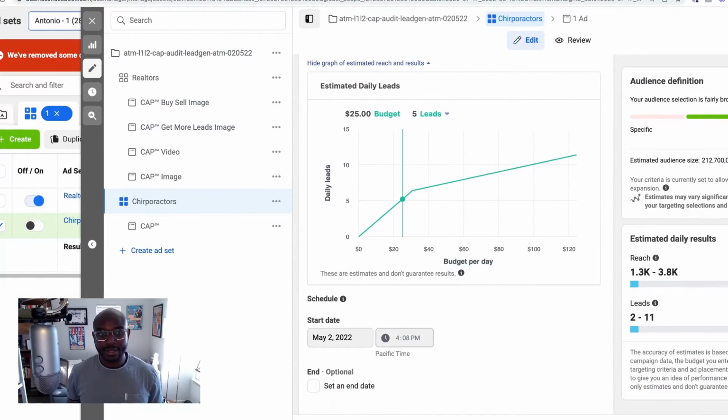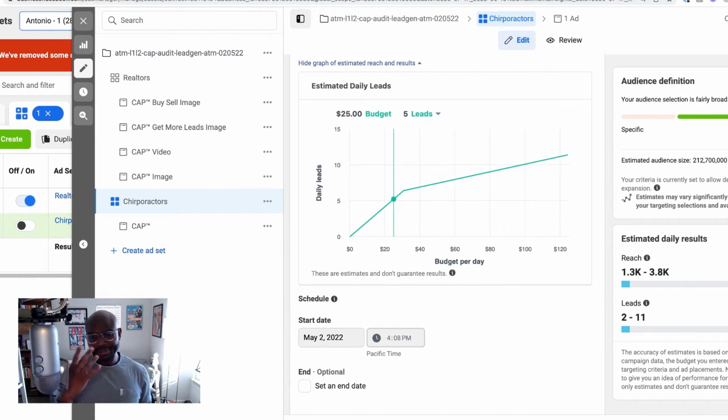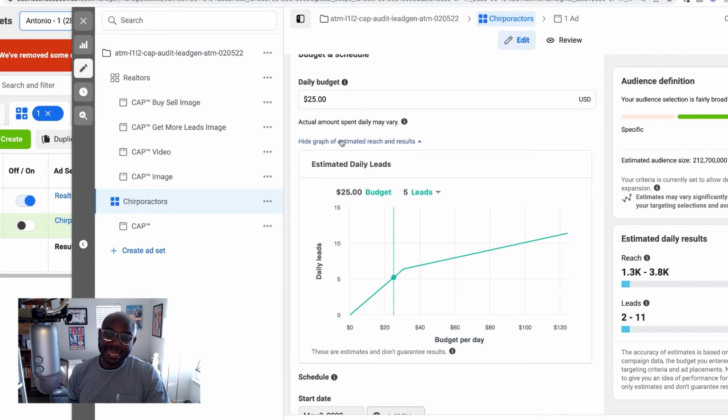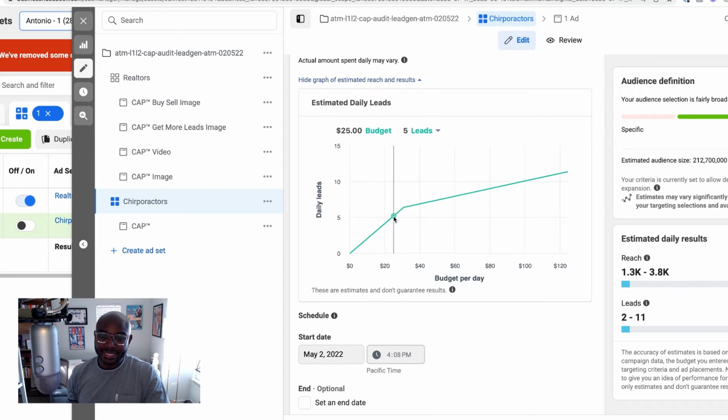So I'm going to share my screen here. This is an example campaign that I started here, right? Facebook will give you an estimated number of results. So based on this particular campaign here, if I'm spending, let's say, 25 bucks a day, this is an estimate, Facebook is estimating that I will get 5 leads with that budget, for 25 bucks a day.